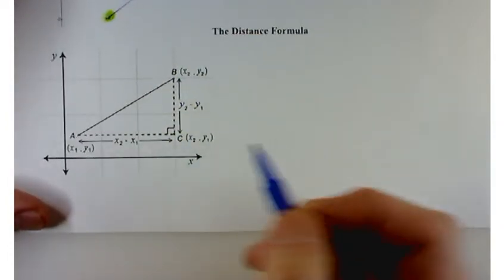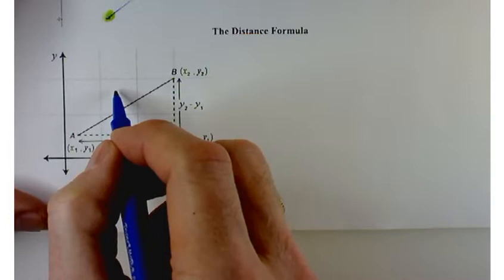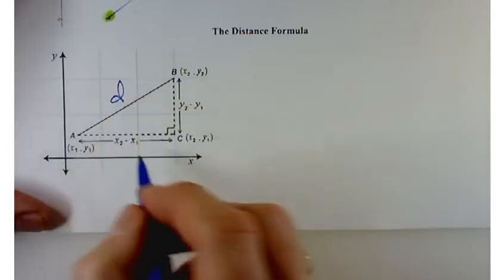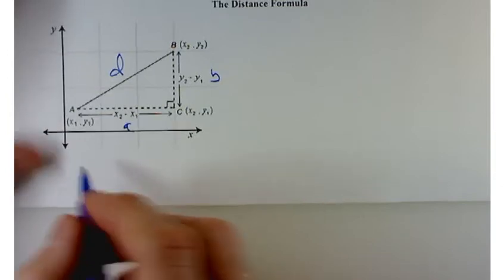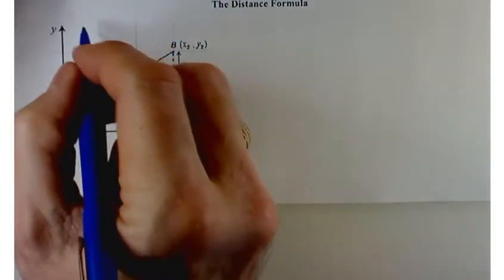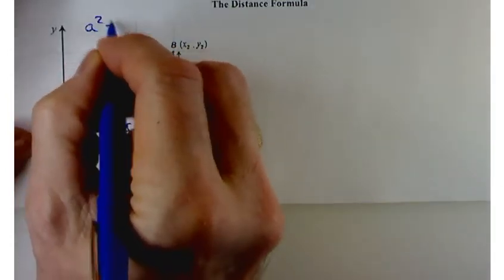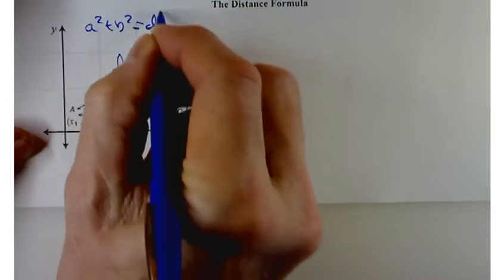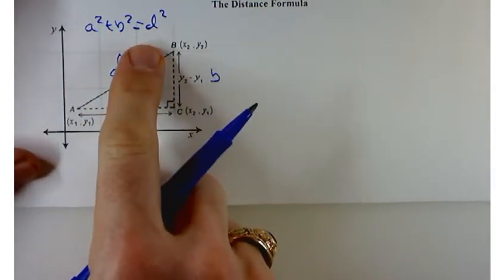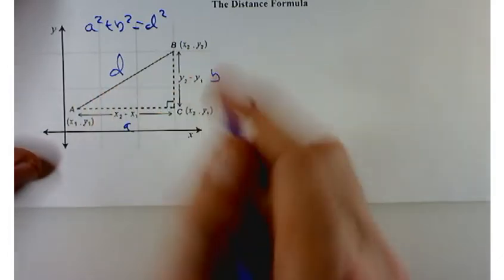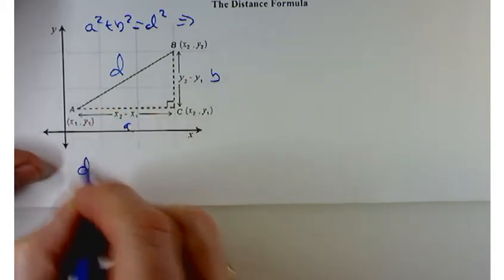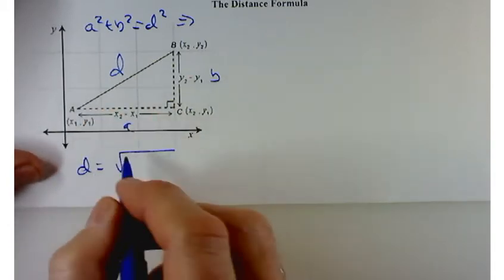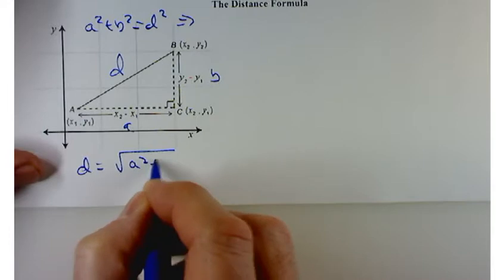So what did the Pythagorean Theorem say? Well, if this was, let's call this D for distance, and this is A, and this is B, then we know that the Pythagorean Theorem says A squared plus B squared equals D squared. If you wanted to solve for the distance, then you could take the square root on both sides and get D equals the square root of A squared plus B squared.